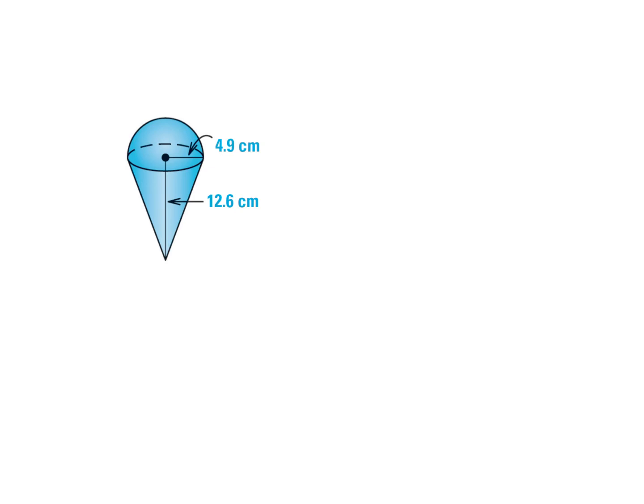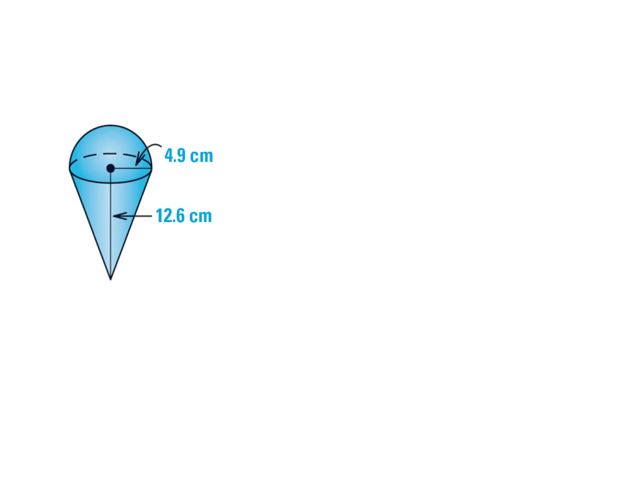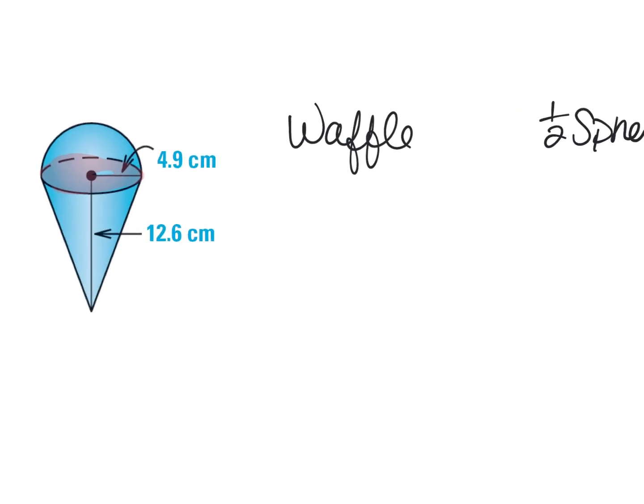What do you see? Well, I see a cone and a half sphere, but which part is not on the surface? And that would be this circle right here is not on the surface, so we do not want to find the area of that. So how we do this is we find the area of the waffle, just the waffle, and then we're gonna do the area of the half sphere. So just like we've been doing, but we gotta do half of the sphere. Cool, so let's do the waffle.